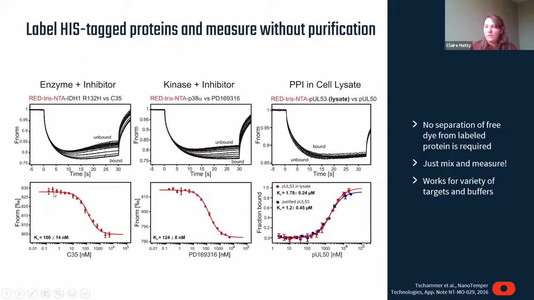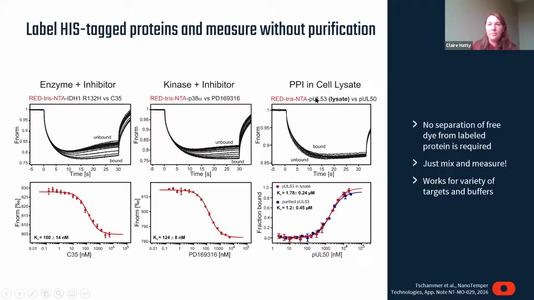We have very small error bars here, and we get a KD of around 100 nanomolar. Then we have a similar example here, which is the P38 kinase with a small molecule inhibitor. Again, the P38 kinase has been labeled with the his tag dye, and we see then binding to the inhibitor. Again, KD of around 124 nanomolar. So those are two protein small molecule interactions here.